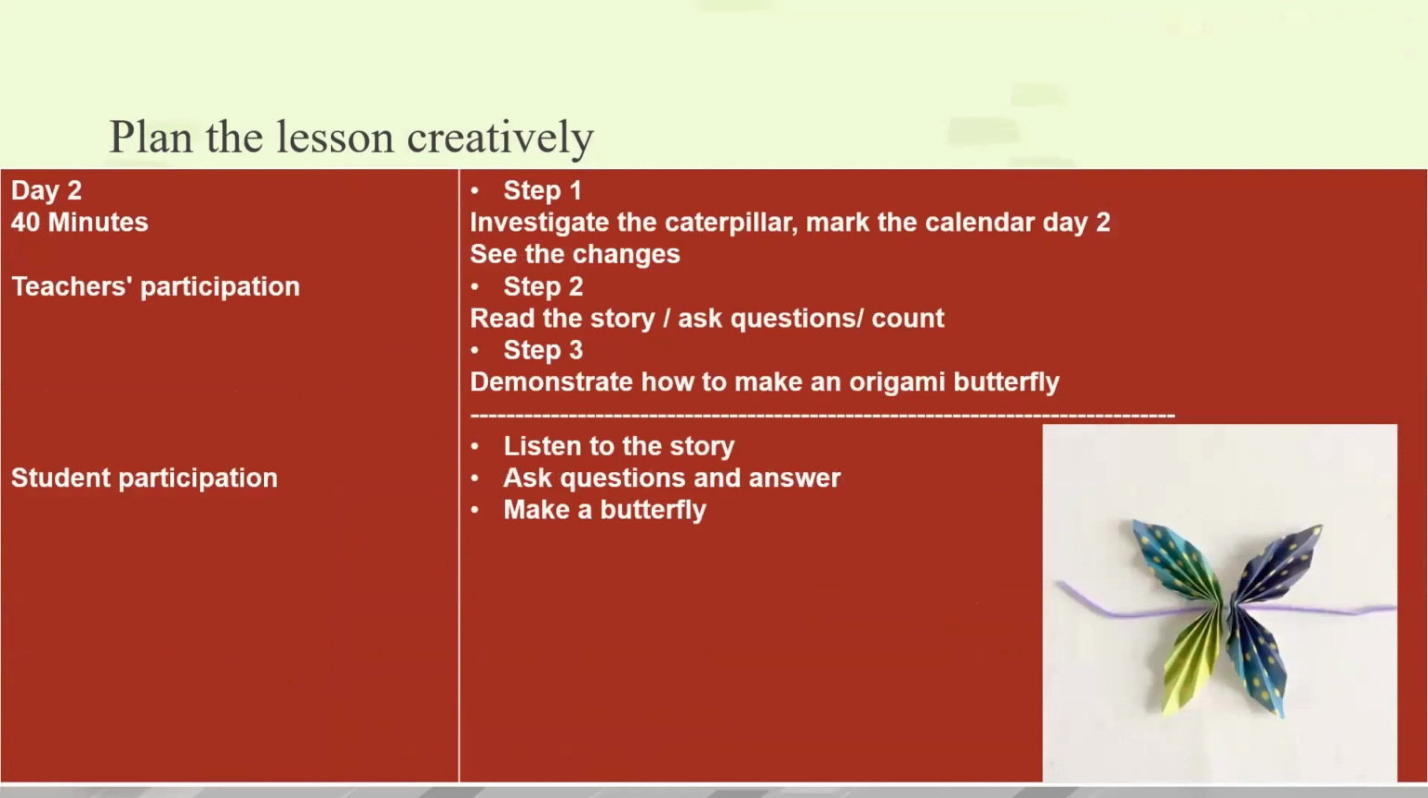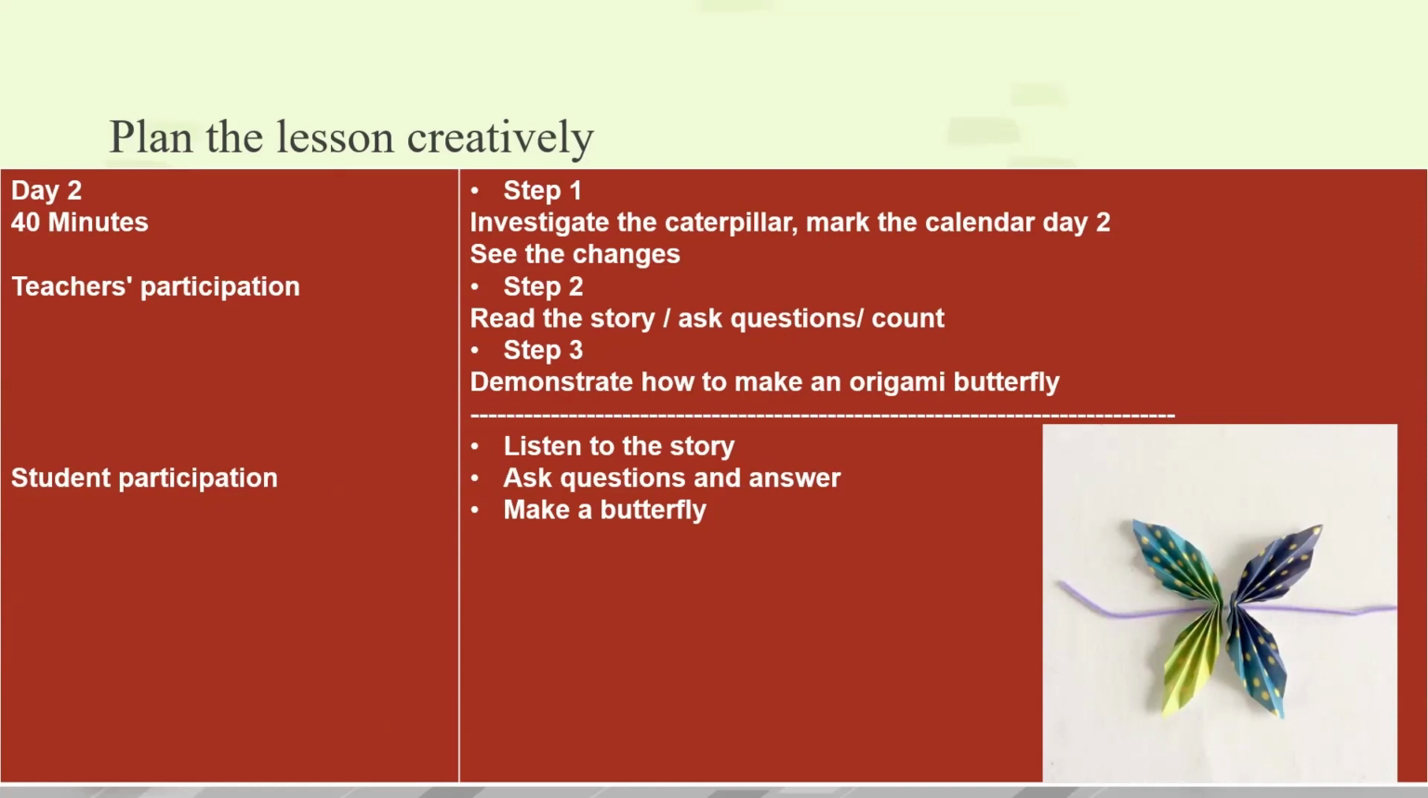So on day 2, I'll ask my children to investigate the caterpillar. Then mark the calendar for day 2 and see the changes. That is where we apply math skills. They learn numbers, right? They can write in the calendar day 1, day 2. So we can keep on counting the days till the caterpillar turns into a butterfly.